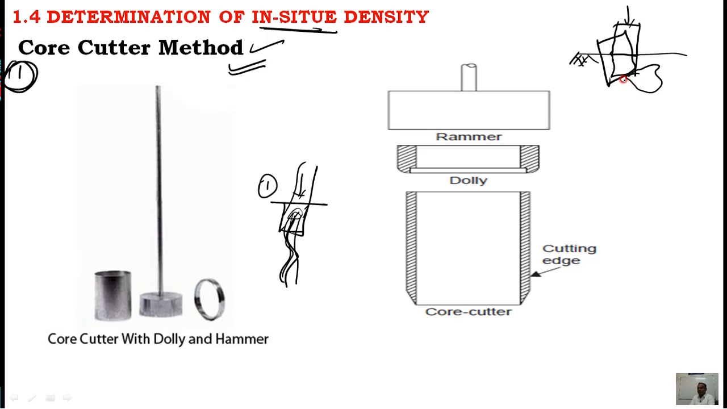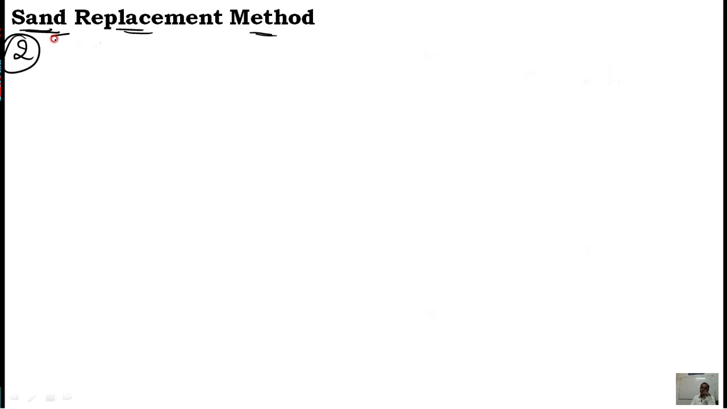Therefore, we invented the sand replacement method. But this sand replacement method I will explain in the offline class. You just understand that the sand replacement method is used to determine the in situ density of the soil. Okay, when you come offline, I will explain that.